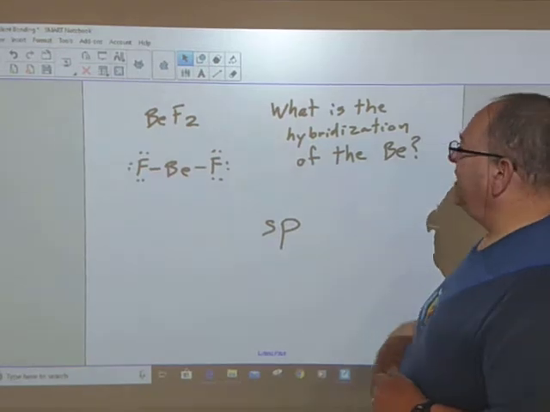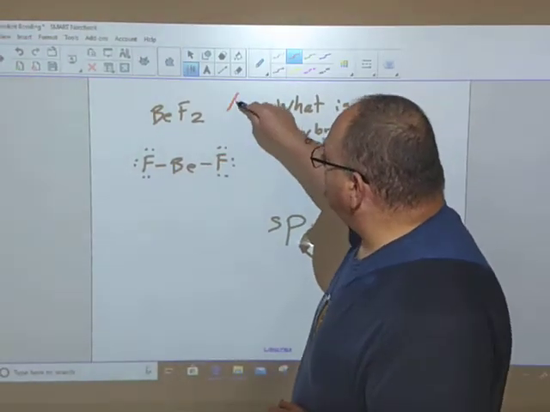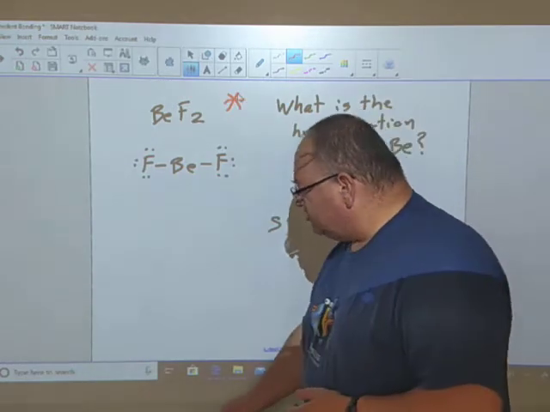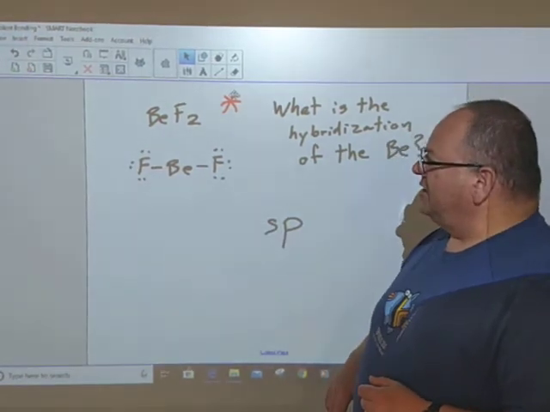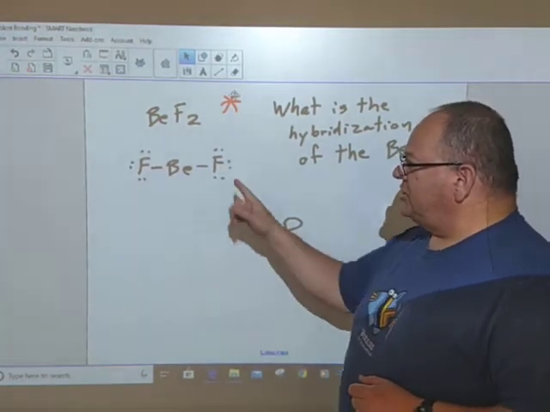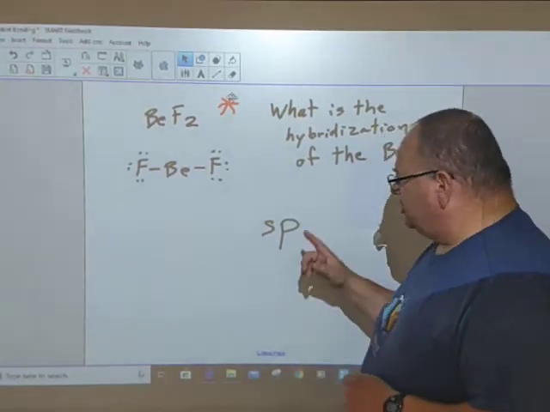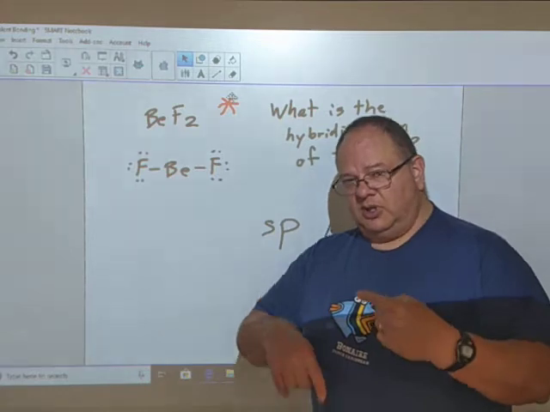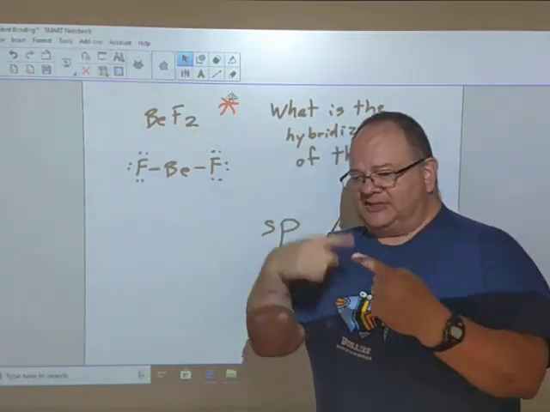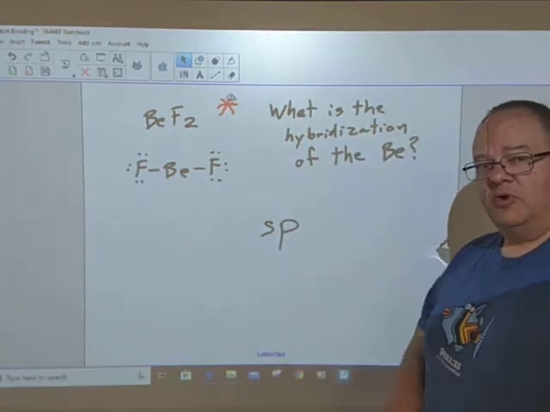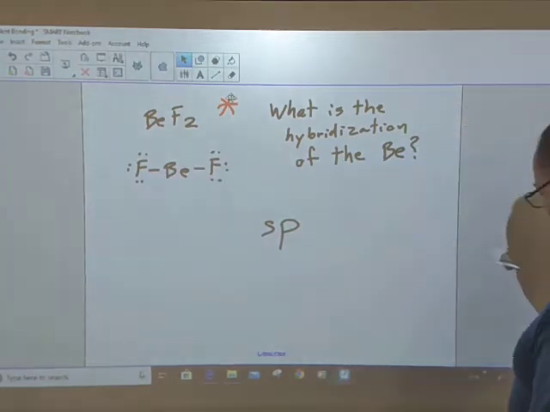How about BeF2? Now, when you see BeF2, that's got to be on our little mental radar as one of our exceptions. The beryllium does not have an octet. So beryllium just has 2 single bonds on it. So 2 single bonds, I'm going to need to combine an s orbital and a p orbital, right? We always start with s, and I only need 2 orbitals, so s and p is sp hybrid orbitals. The hybridization for BeF2 is sp hybridization.